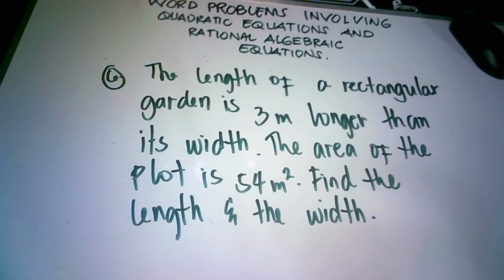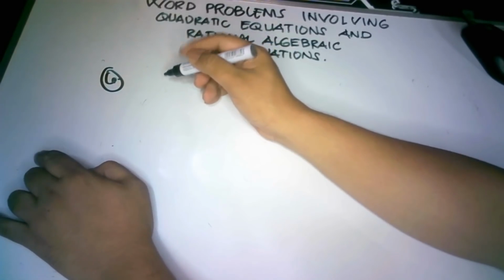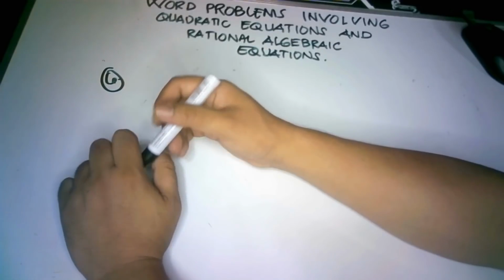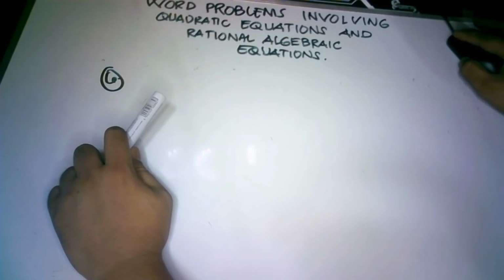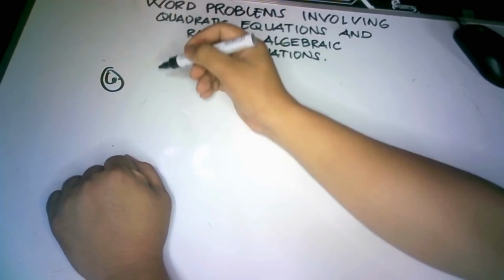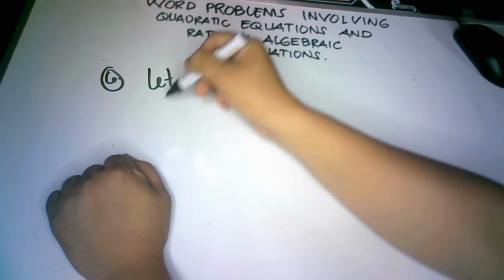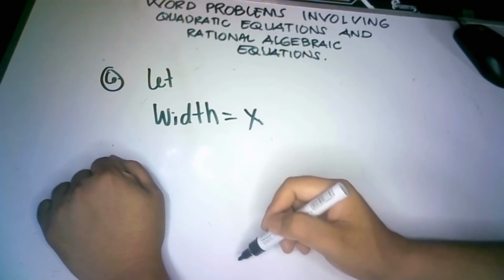So in this case, what we will do is represent it one by one based on the different statements given. This is how it is being done, no? So what we do first is represent. We don't know how long the length is. If we look back at the sentence, we don't know the width and the length. But we have the idea that the length is 3 meters longer than the width. So we can let the width be x.